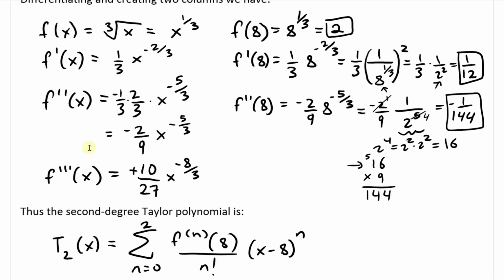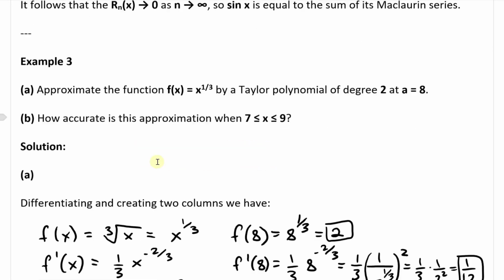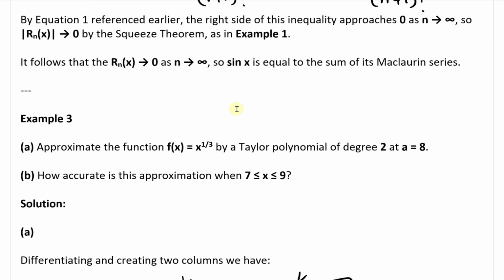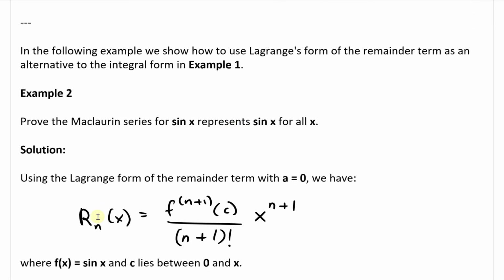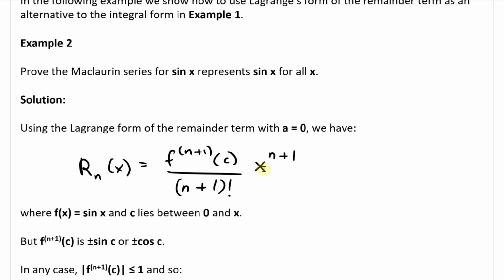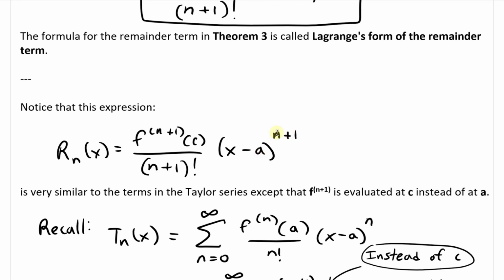And now part B: how accurate is this approximation when x is between 7 and 9? Let's use the Lagrange form of the remainder term. Remember, the Lagrange form is Rn of x equals the n plus 1 derivative of f at c, over n plus 1 factorial, times x to the power of n plus 1. Actually, no, that one is for the Maclaurin series, where a equals 0. So remember, it's x minus 8 to the power of n plus 1.